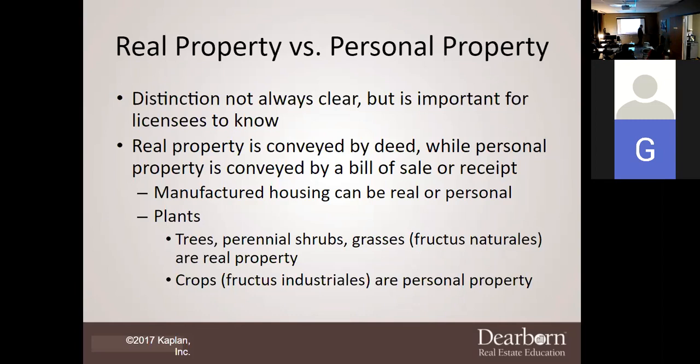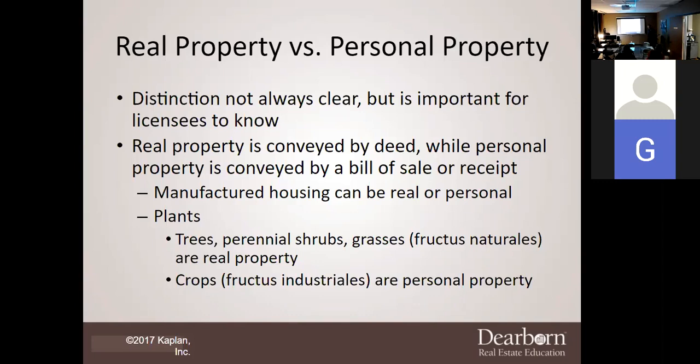Now, jumping back over here to the screen for a minute. So the next thing that you see up here is Mr. Eugene. What did we just talk about in regards to real property? Real property is conveyed by a bill of sale or receipt, while personal property is conveyed by a deed. True or false? So am I true or false on that one? False. Why is that? Because your real property is deed, not the personal property.